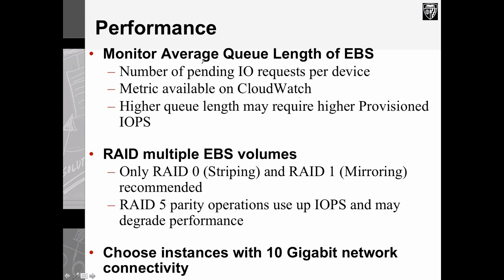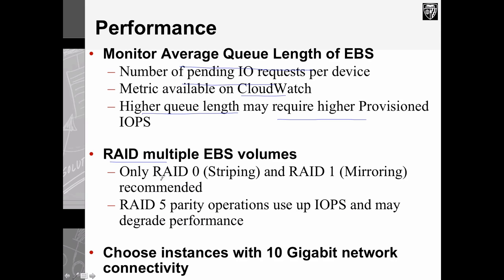Next, we want to talk about the average queue length of your EBS volumes. This is a metric that is provided by CloudWatch, and it measures the number of pending I/O requests waiting on your device. So the higher the queue length on your EBS volumes, the more processes are waiting to read or write from your disk. So if you're running into higher queue length, you may want to increase the provisioned IOPS, or you may use other options such as using a RAID configuration on your EBS volumes to improve the read and write performance.